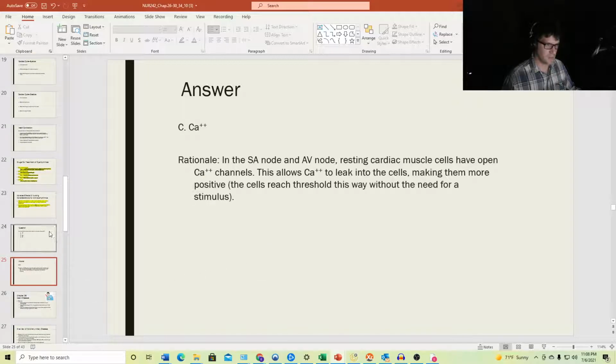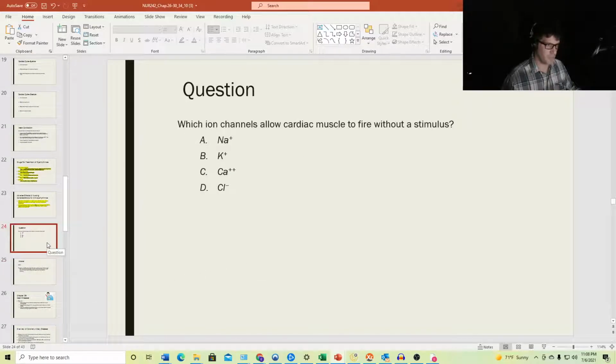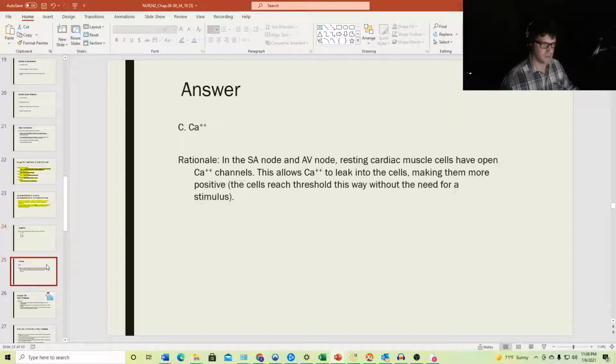And then I think there's one question I just pulled from the patho slide. Which ion channels allow cardiac muscles to fire without a stimulus? Calcium. Rationale: on the SA node and AV node, resting cardiac muscle cells have open calcium channels. This allows calcium to leak into the cells, making them more positive. The cells reach threshold this way without the need of a stimulus. So there you have it.